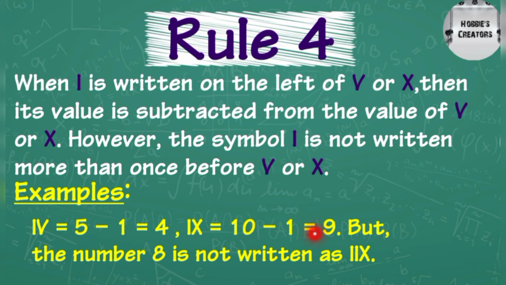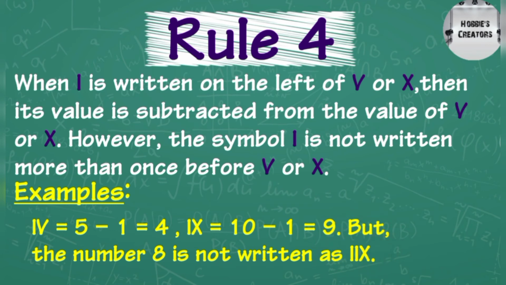So the Roman numeral for the number 9 is IX. But keep in mind, the number 8 is not written as IX. Why should we not write it like this? Since in the rule it is given that the symbol I is not written more than once. More than once means we should not write the symbol I more than one time. So here the I occurs more than once, right? We are getting 2 times I. So it is not possible.